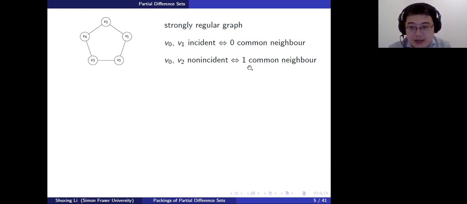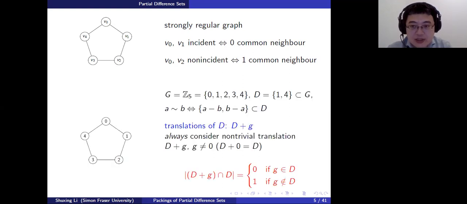And actually, we can reinterpret this phenomenon using a different language. Let's take a finite abelian group G. In this case, G is the cyclic group of order 5. We have 5 group elements.